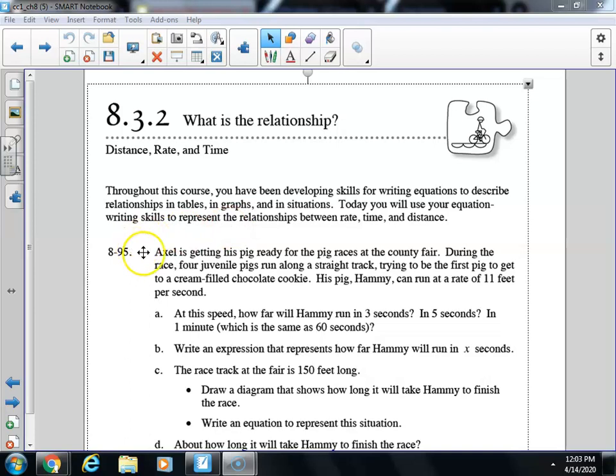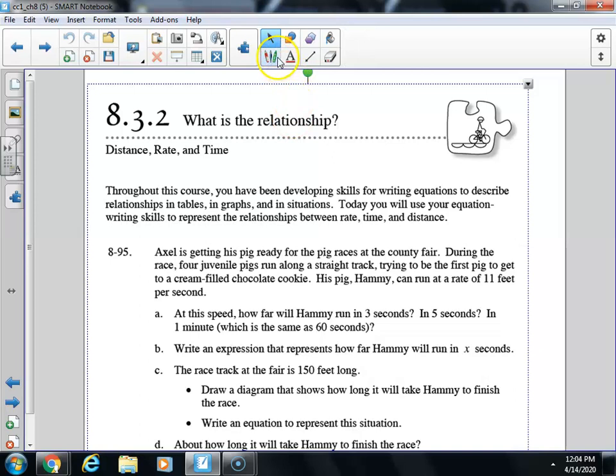Core problem 95. Axel is getting his pig ready for the pig races at the county fair. During the race, 4 juvenile pigs run along a straight track, trying to be the first pig to get to a cream-filled chocolate cookie. His pig, Hammy, can run at a rate of 11 feet per second.